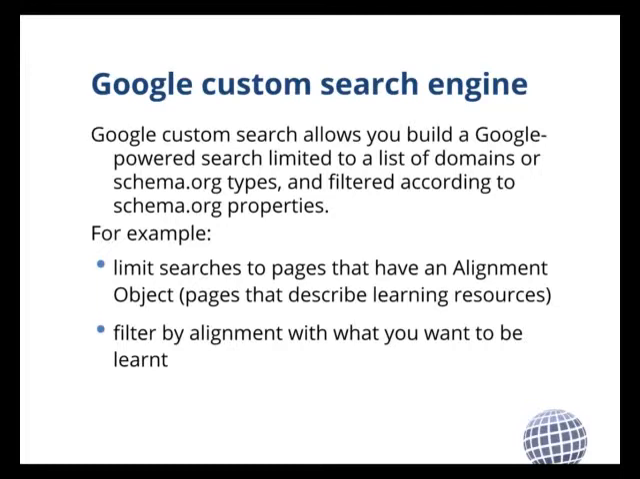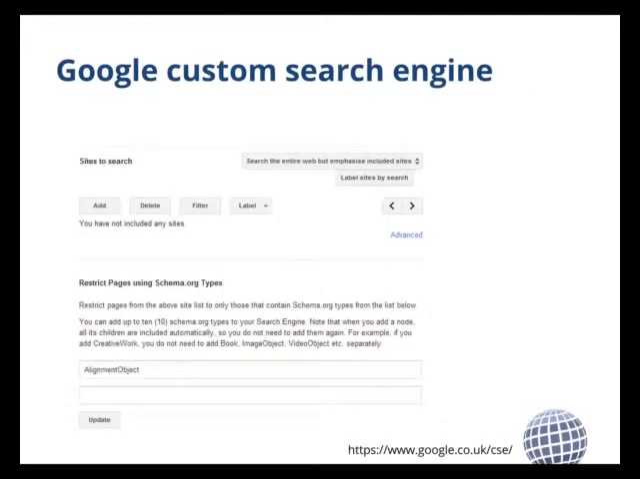Another approach to building these smaller specialized search engines is using Google Custom Searches. Google Custom Search is a way that allows you to build Google-powered searches that are limited to a list of domains or specific schema.org types and can be filtered according to schema.org properties. So for example, you might limit searches to web pages that have got an alignment object, because you can be fairly clear that these are pages that describe learning resources, that there's no other reason to express an educational alignment. Or you might want to filter by alignment with what it is that you want to be learned.